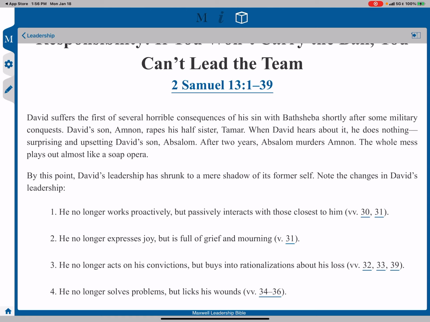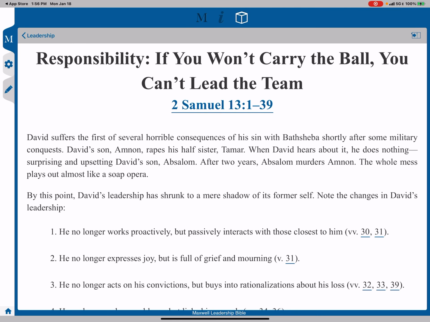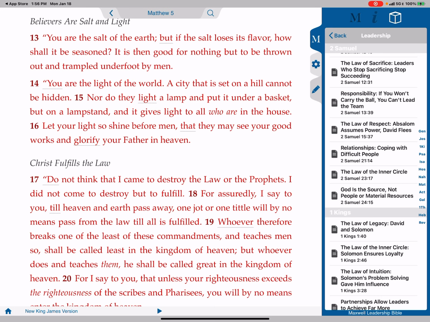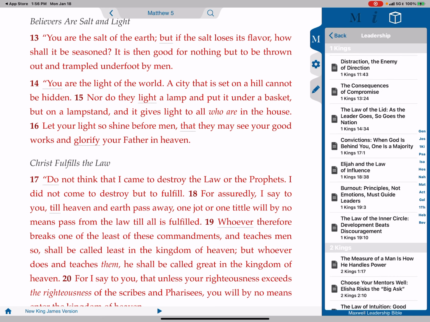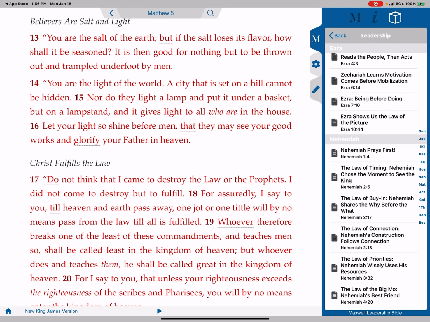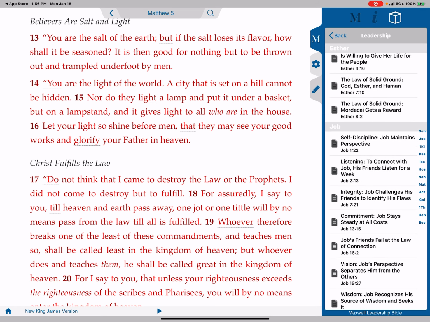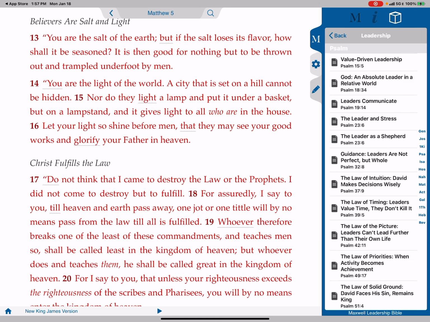Note the changes in David's leadership. Number one, he no longer works proactively but passively interacts with those closest to him. And so this is talking about responsibility. And his main point is, if you won't carry the ball, you can't lead the team. And so it's just really packed with a lot of leadership lessons, and they don't take long to cover, and you can actually stimulate great discussions using this. And so that's just one of the resources.